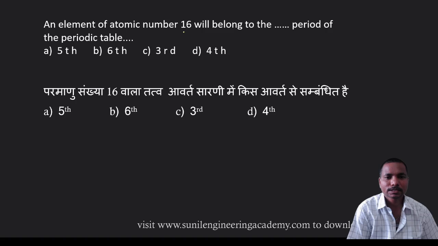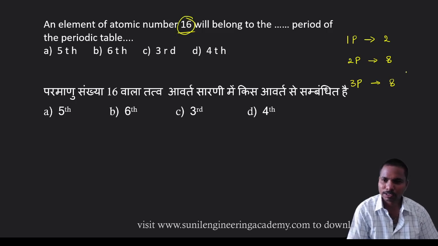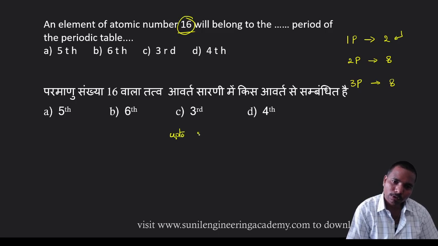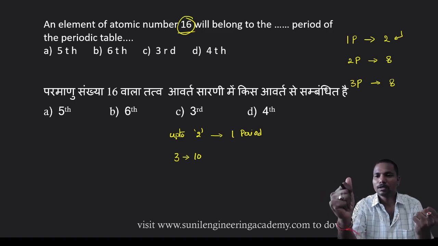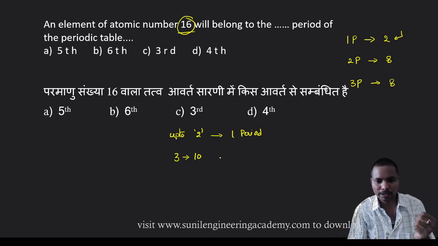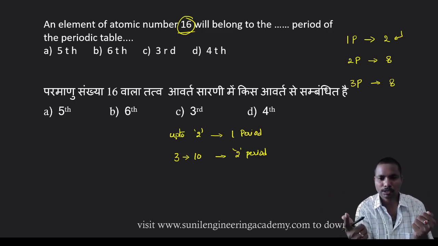An element of atomic number 16 belongs to which period? Let us take the first period, we have 2 elements, correct? Second period we have 8 elements. Third period we have 8 elements again. So atomic number 16. Up to atomic number 2, it is in the first period, that means 1 and 2. After that, from 3 to 2 plus 8, 10. So 3 to 10 is the second period, total 10, correct?